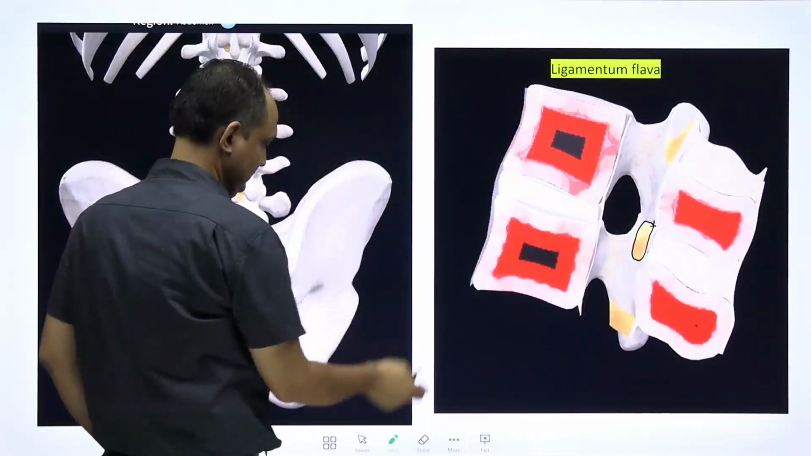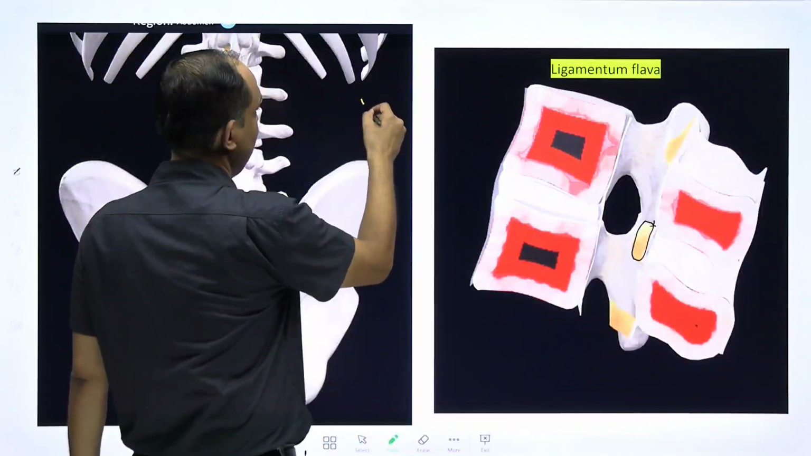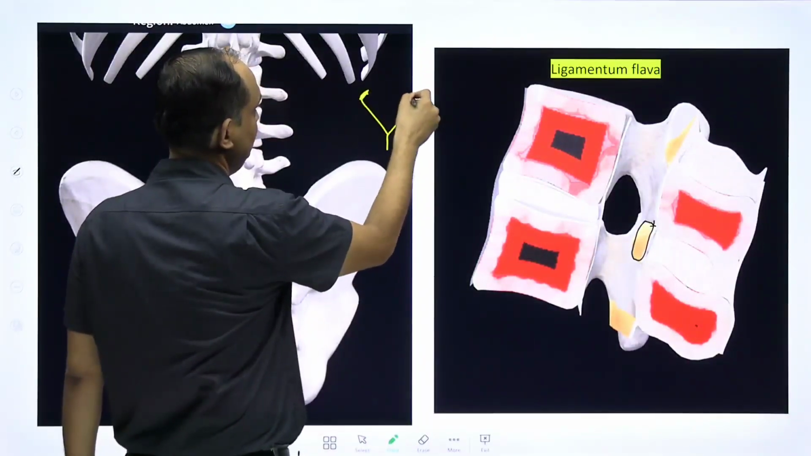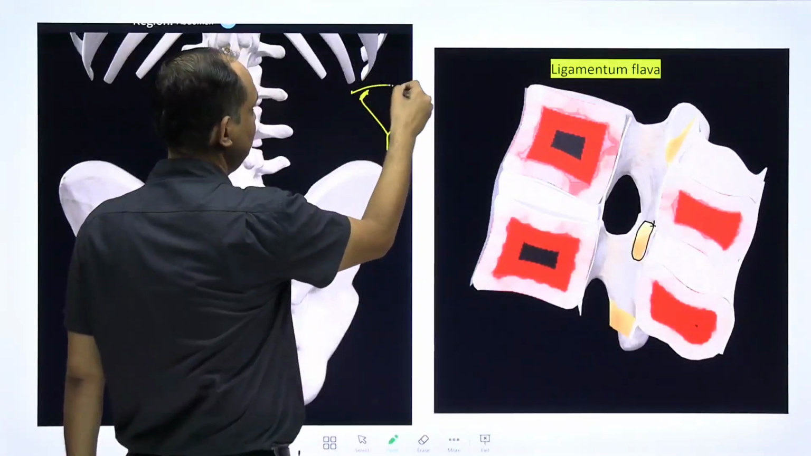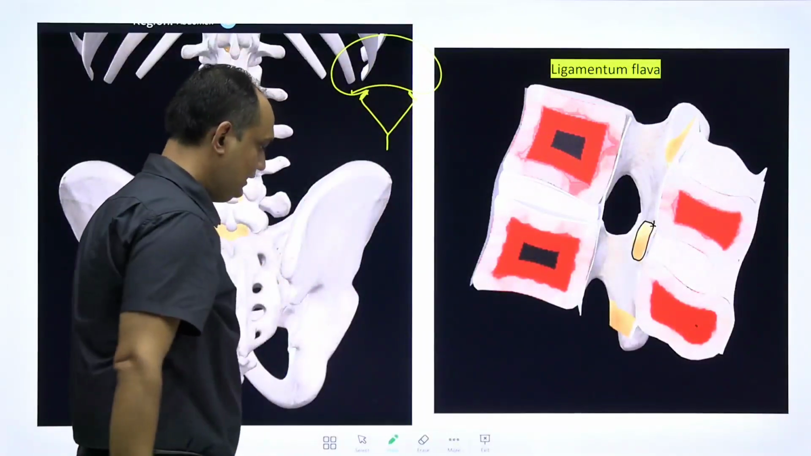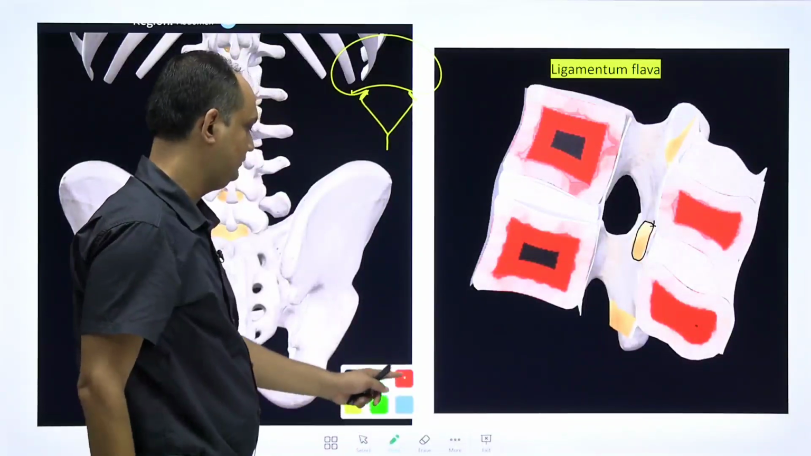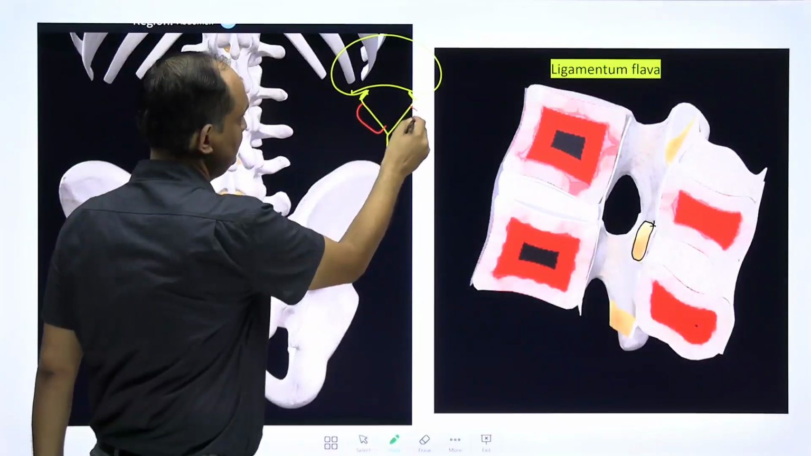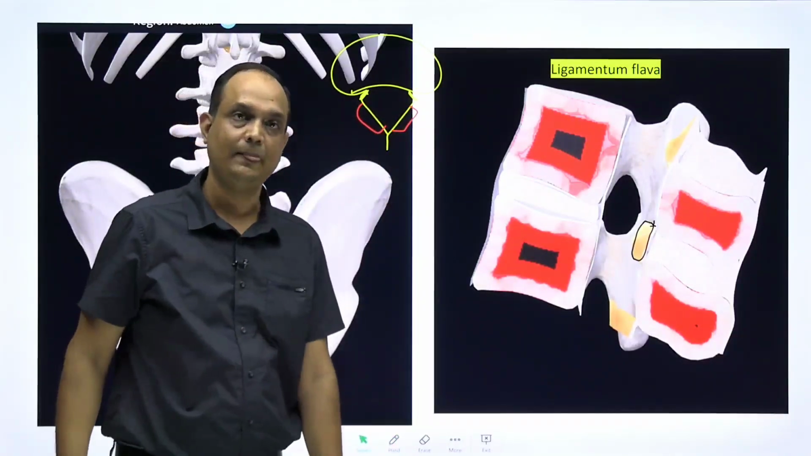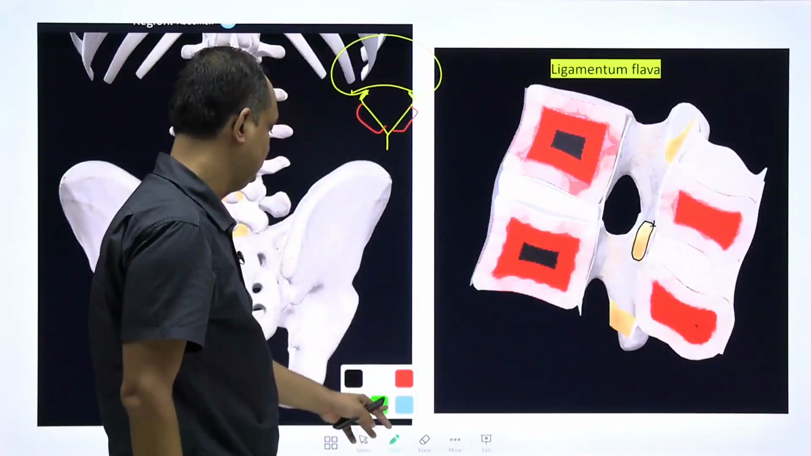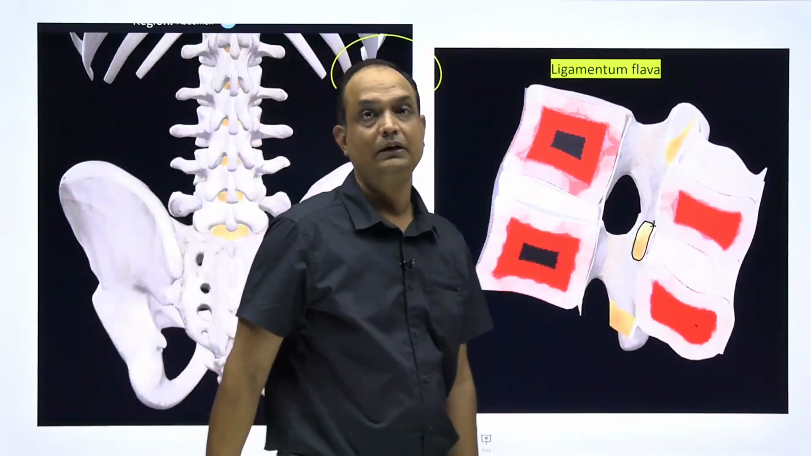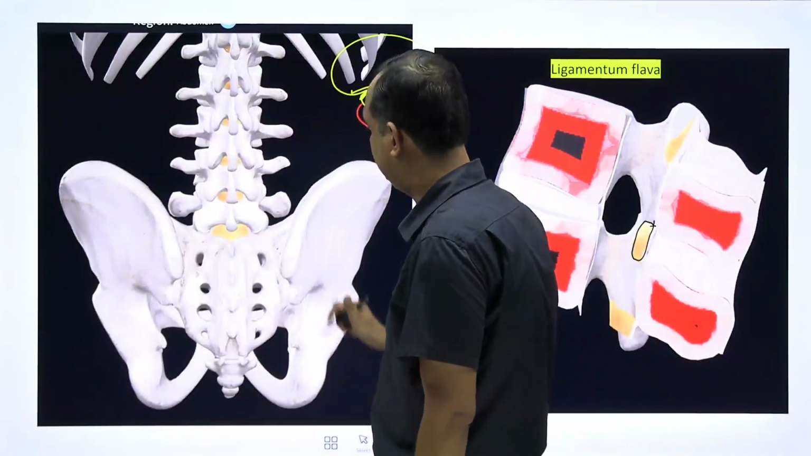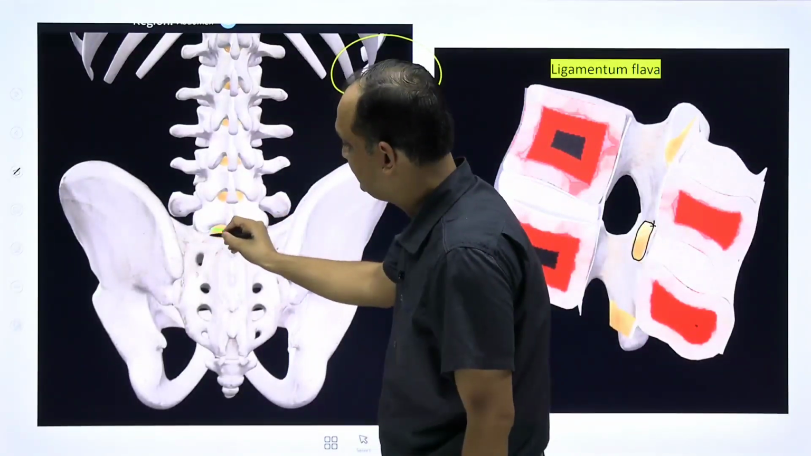Now, you know that if you draw a vertebra, posteriorly it has the laminae, and these laminae are connected anteriorly with the help of the pedicles, and the pedicles are connected with the vertebral body. Now, when you talk about the ligamentum flava, it connects the laminae of adjacent vertebrae in the spine. Here you will find that the last pair of ligamentum flava is present between the laminae of L5 and S1.